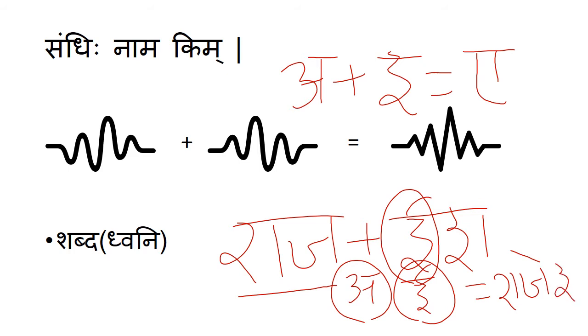So A sound is written like this, E sound is written like this, and the resulting sound changes to A when Raja plus Isha come together. The word changes to Rajesha. So essentially here A and E sound coming together and transforming into A sound. So that is Rajesha. So this is Sandhi. Sandhi is all about transformation of sound or Shabda Parivartanam.